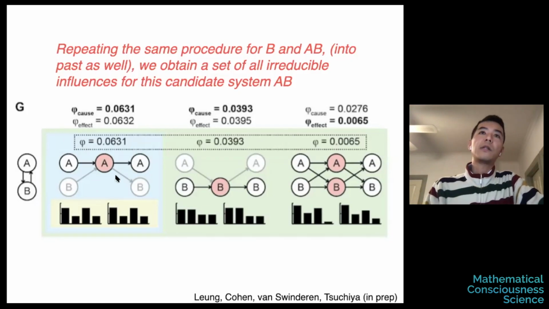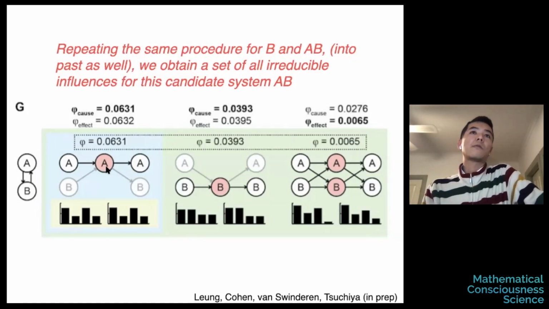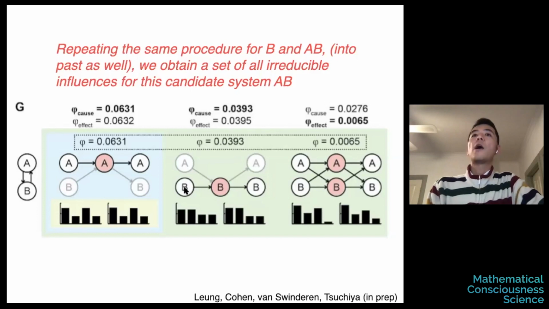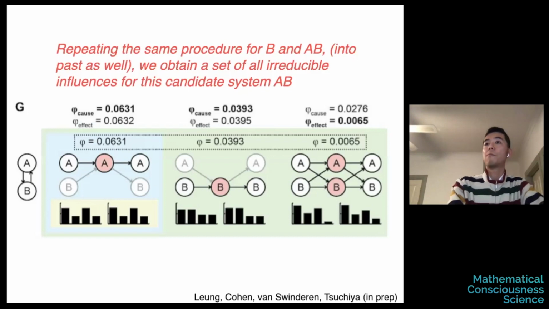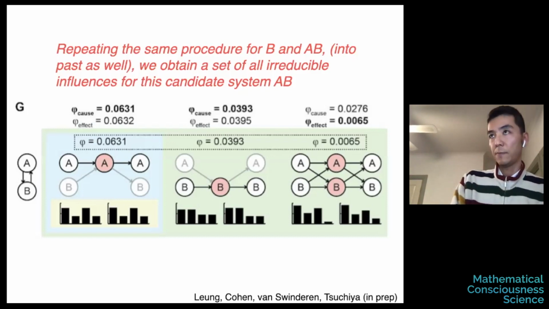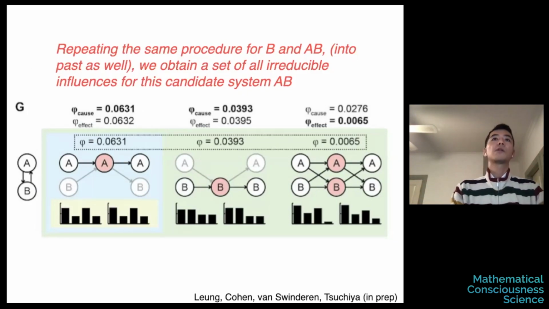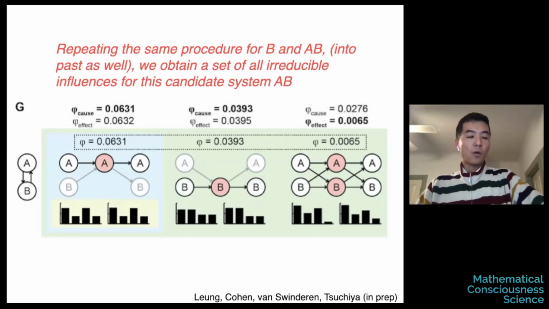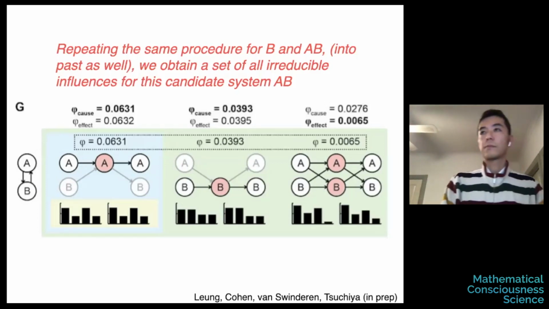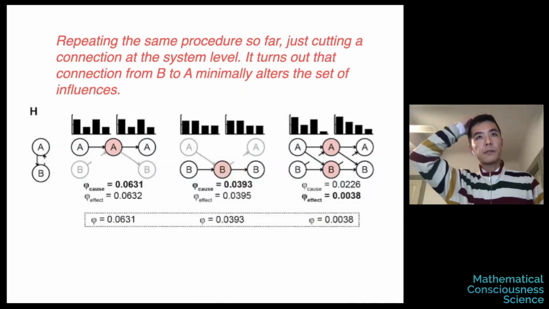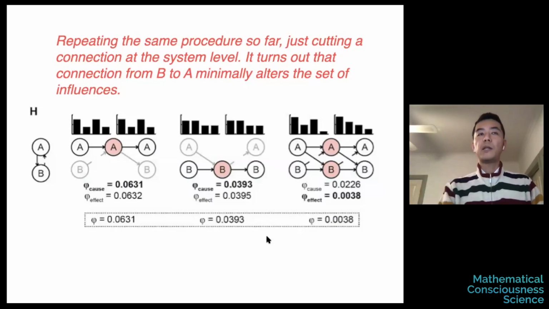And then it turns out in this case, A's influence is strongest from A and then to A, and B's influence is strongest from B and then to B. And then AB is most strongly influenced from AB and then influencing AB. And then as the irreducibility, we need to take the minimum. So the bolded numbers are the ones they take as a constituent of integrated information.